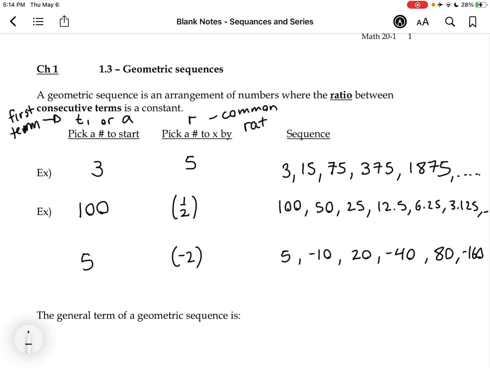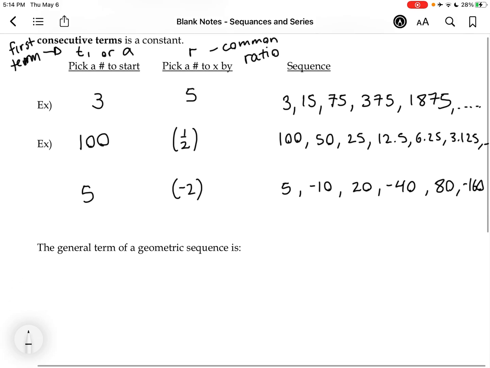And that's because it's the ratio that's common to consecutive numbers, right? So if I look at the ratio of 15 to 3, it's equal to 5 to 1. If I look at the ratio of 75 to 15, it's also equal to 5 to 1. If I look at the ratio of 375 to 75, also equal to 5 to 1. And you guys kind of get the idea, okay? So that's why that number is called R.